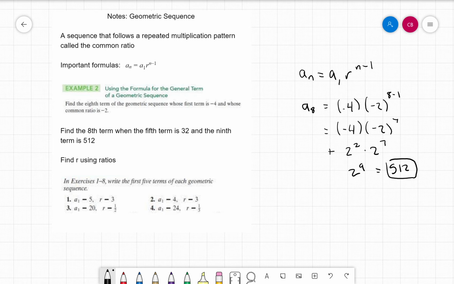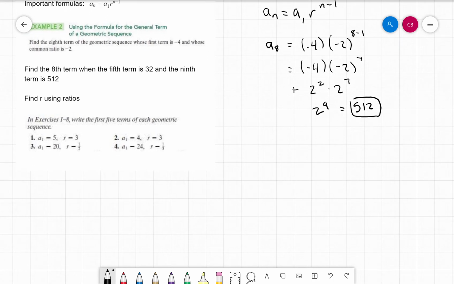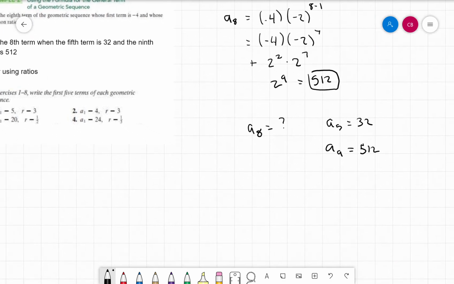I did that kind of quick. That's just because I used the power rules for exponents, and so that made this a little bit quicker than it should have been. So we have the eighth term, find a_8, when the fifth term is 32, and a_9 is 512. Oh, well, that's the same thing. The answer will be 256, but here we go.